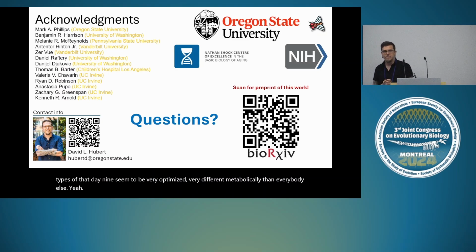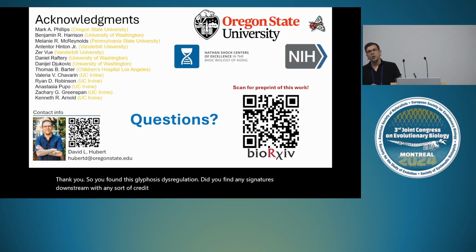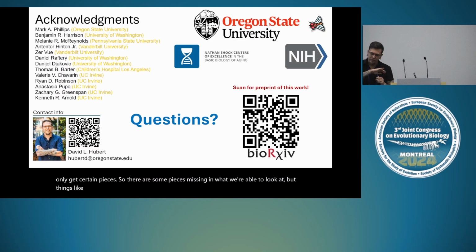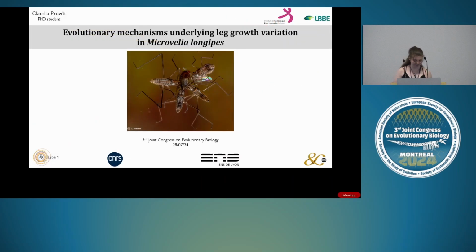Thanks for a lovely talk. So you found this glycolysis dysregulation, right? Did you find any signatures downstream with any sort of Krebs cycle pathway or anything like that? Within the targeted approach, we only get certain pieces, so there are some pieces missing in what we're able to look at. But things like NADH and pyruvate stay stable throughout, and we don't see the same drop that we see. So yeah, it's interesting.